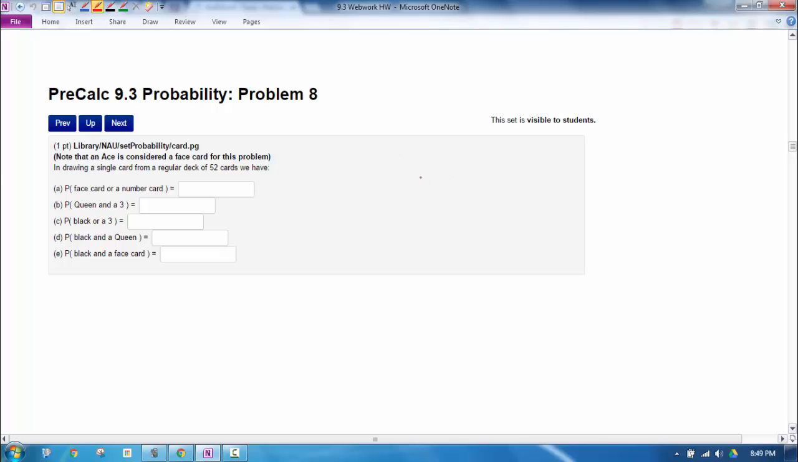Number cards, there's 36 number cards in the deck. There's 2 through 10 with 4 each. And then 16 of ace, jack, queen, and kings. There's 4 each of those. So it's 36 of 52 plus 16 of 52, which is the total sample space. So that's just going to be 1. So when events are mutually exclusive, you can just add them.